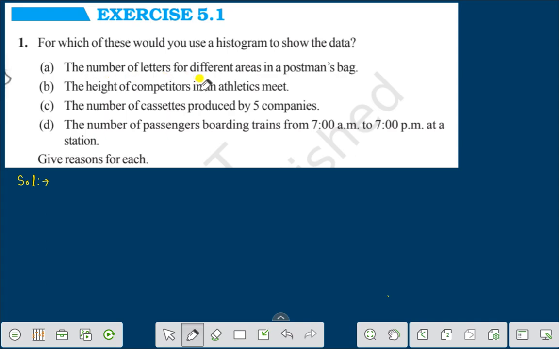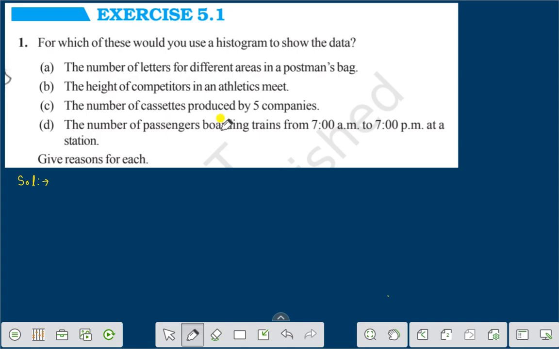B, the height of competitors in an athletics meet. In case of B, the height is given. That means we can use a histogram in case of B. C, the number of cassettes produced by 5 companies, but the number of cassettes is not given. We cannot use histograms in case of C.